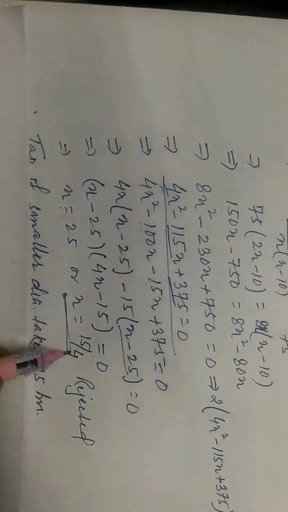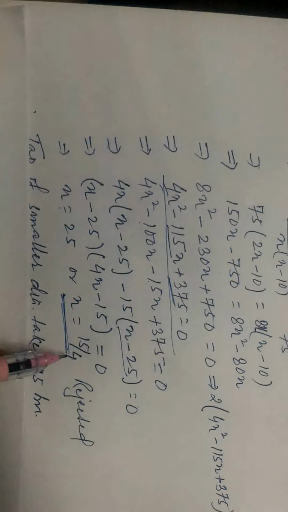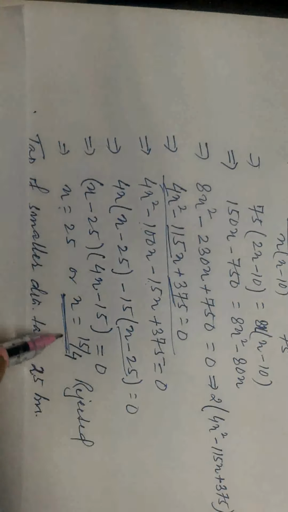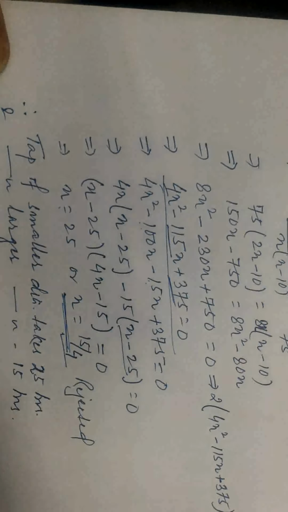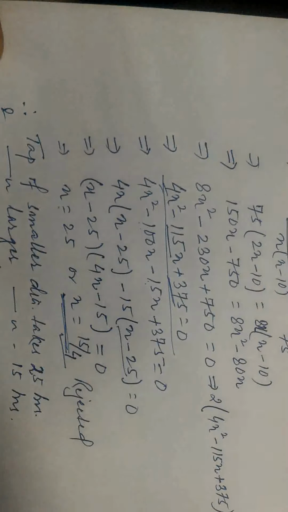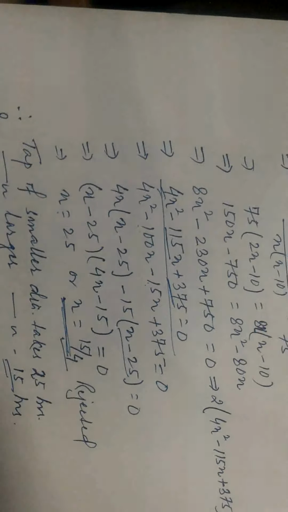Now we are rejecting this. Why? Because if it takes 15 by 4, then the larger takes 10 hours less, so it becomes negative. So we'll reject this. So we get the answer: the tap of smaller diameter takes 25 hours. So the tap of larger diameter will take 15 hours. One more question we'll see today.